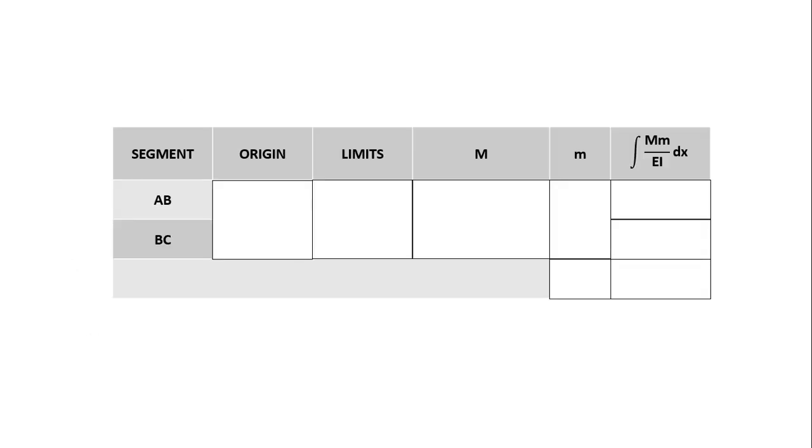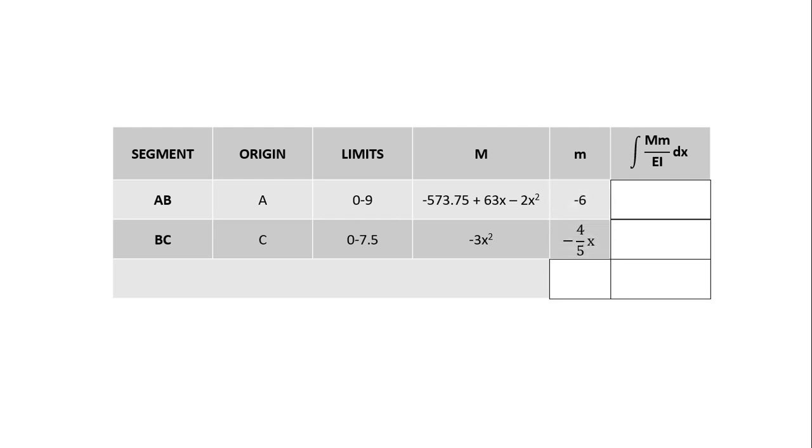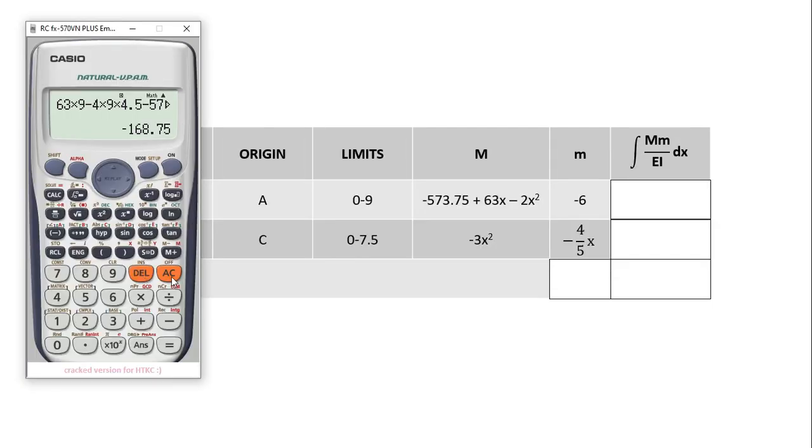So sa member or segment AB and BC, respectively, ang ating origin ay A for AB and C for BC. So sa limits, since nagsimula tayo sa A, this is 0 to 9 meters, and for BC, 0 to 7.5 meters. So ilalagay natin ngayon yung moment equation. So sa segment AB and BC, ito po yung mga nakuha natin kanina, so as with the virtual system. So i-compute ulit natin dito sa first part. So punta tayo sa calculator natin.